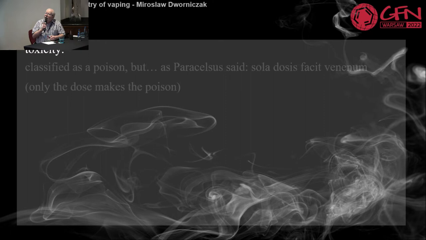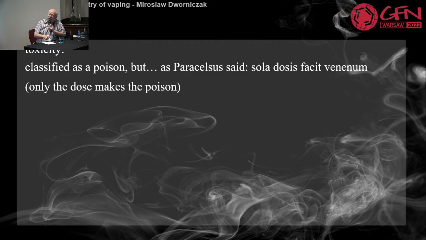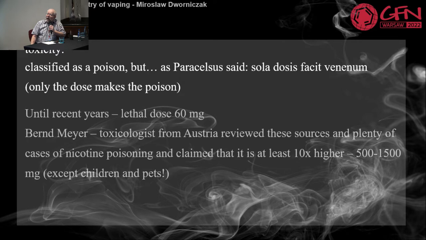Toxicity. Well, nicotine is of course classified as a poison, but as the father of modern medicine, Paracelsus, said, sola dosis facit venenum, so only the dose makes the poison. Until recent years, the lethal dose, we can find it in most of the textbooks, was around 60 milligrams for an adult person, and roughly half that dose for a kid or a pet.